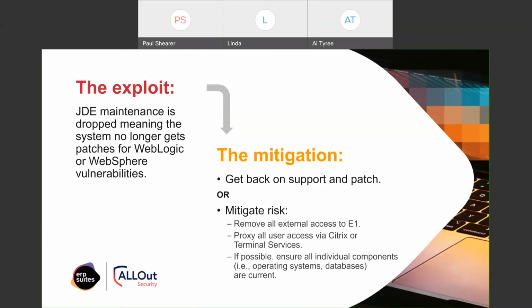But remove that external access from Enterprise One. If users do have to get in remotely over the internet, use something like Citrix, use something like terminal services to proxy those connections. That way, you're at least helping to protect against those WebLogic vulnerabilities. And as much as possible, make sure that the individual components, like the operating systems and databases, are as current as you can get them based on the version of E1 tools that you're running.